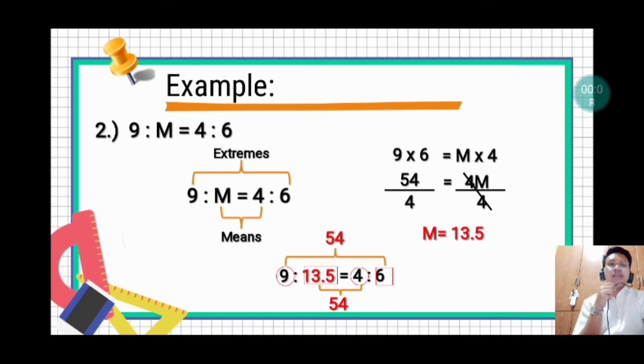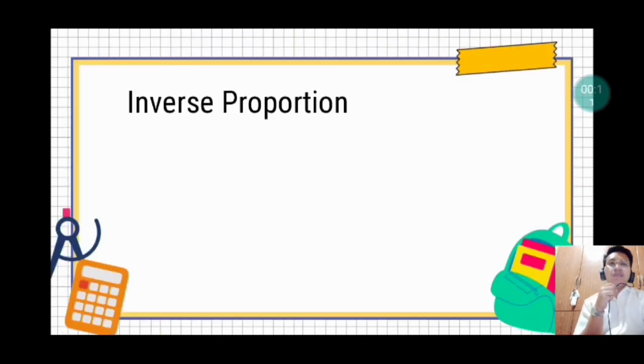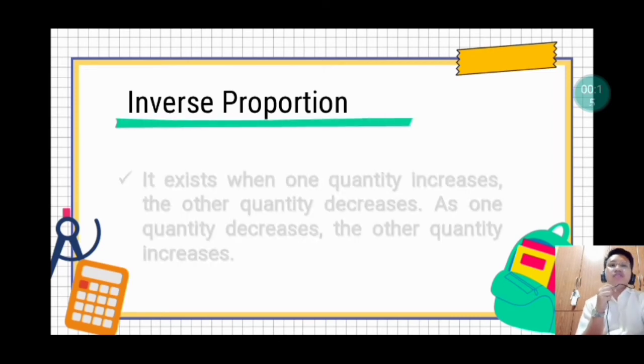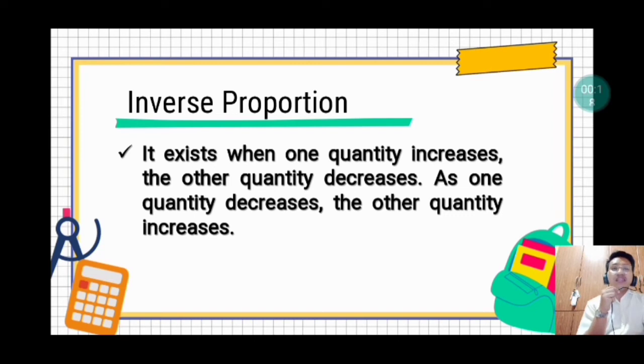So now, let us proceed to the next type, which is inverse proportion. When we say inverse proportion, it exists when one quantity increases, the other quantity decreases. As one quantity decreases, the other quantity increases. So, paano nangyari yun, class? Ganito yun. Kapag yung isang quantity natin is nag-increase, of course, automatically, yung isang quantity natin magdi-decrease. So, magkasalungat sila. They are indirect. Okay? Indirect. As one quantity decreases, the other quantity increases.